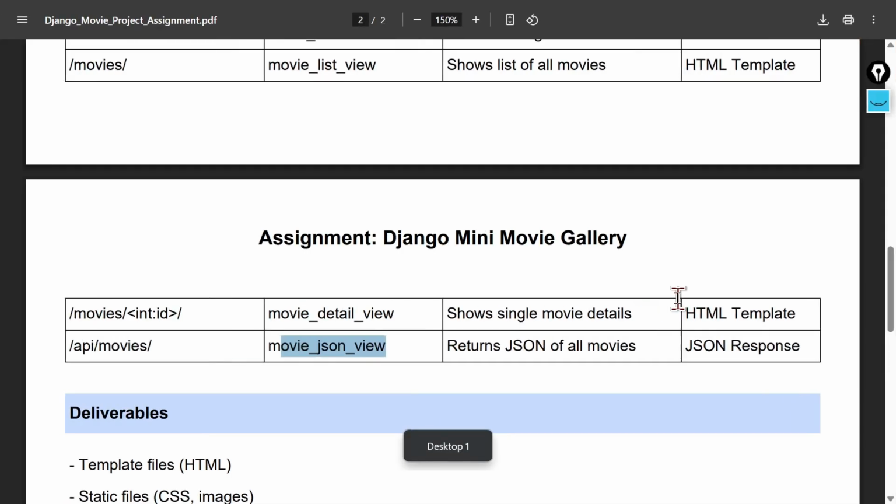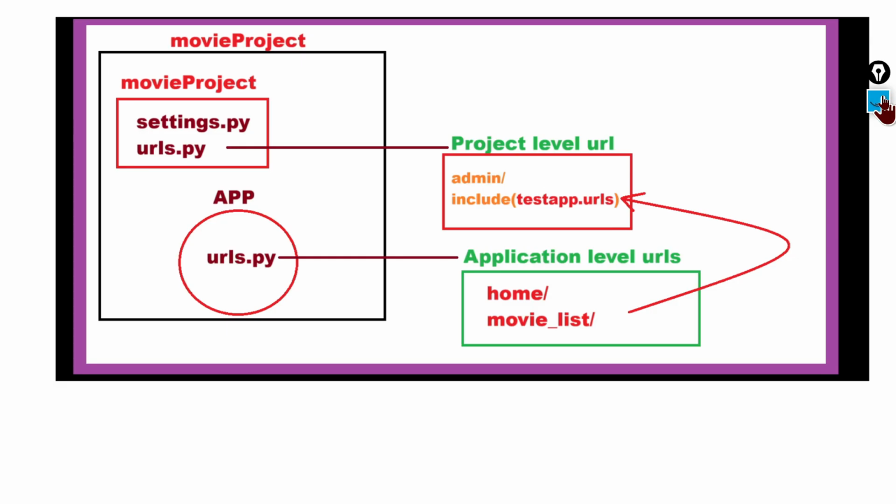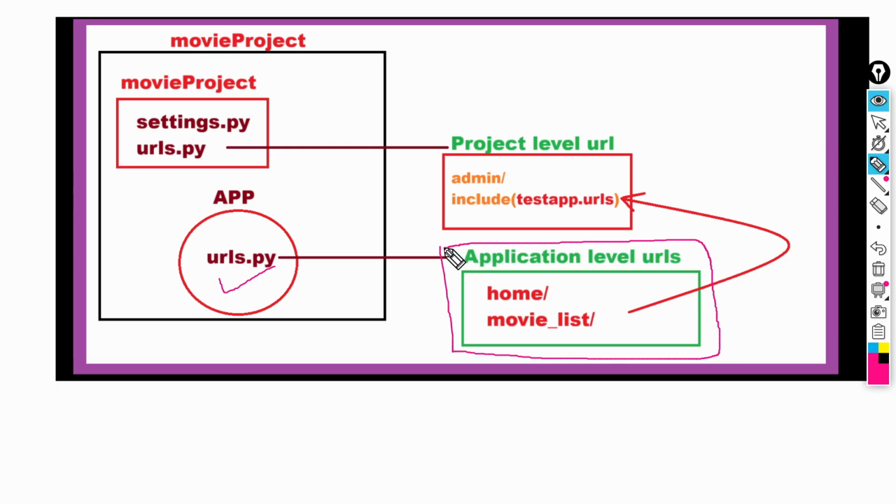Right. So if you will see here, once you have completed all your application label URLs, what is the next step? The next step is you will include your URLs in project label. This is what project label. At this URL, you need to include your URL. So what will you use? You will use the include function. Okay, and you will write here the application name. Your application name is not the test app, but your application name is movies, and you will say use my movies URL. Whatever URLs I have created here inside the application label, use those URLs.